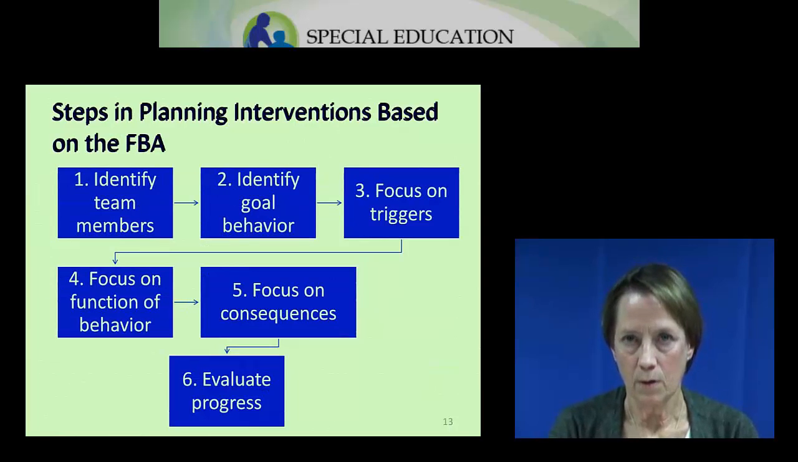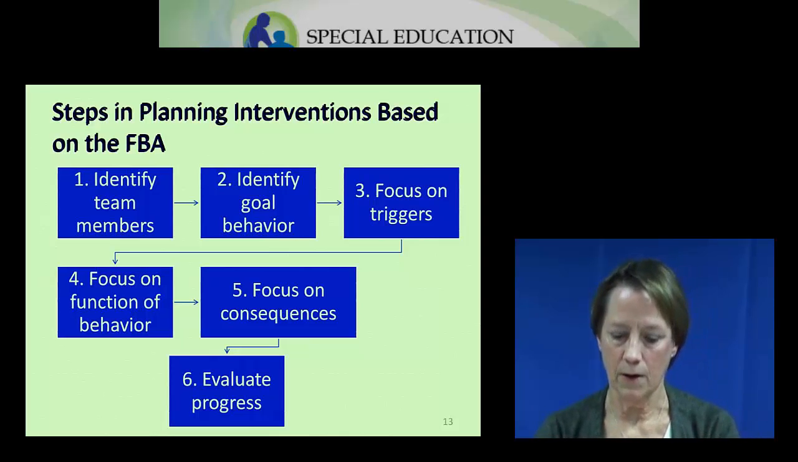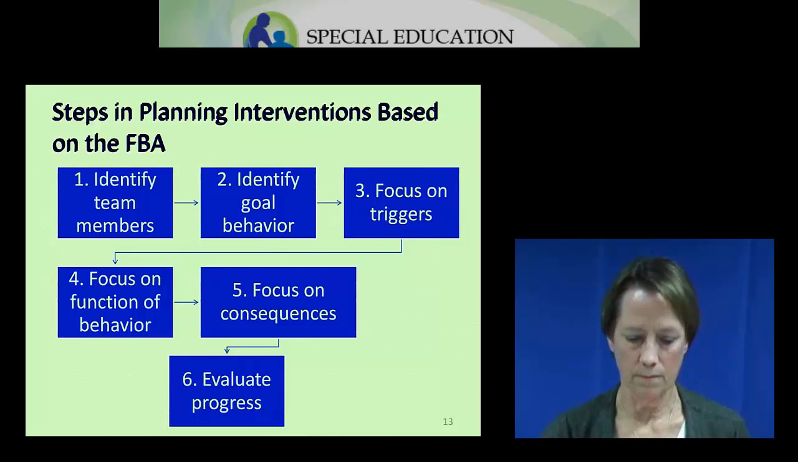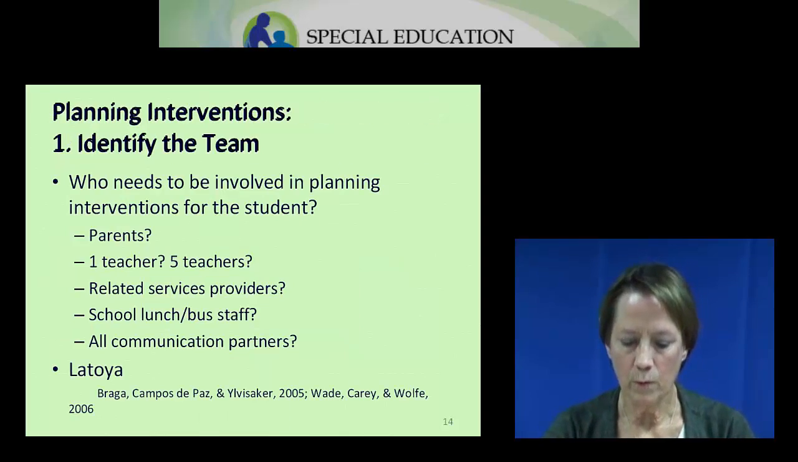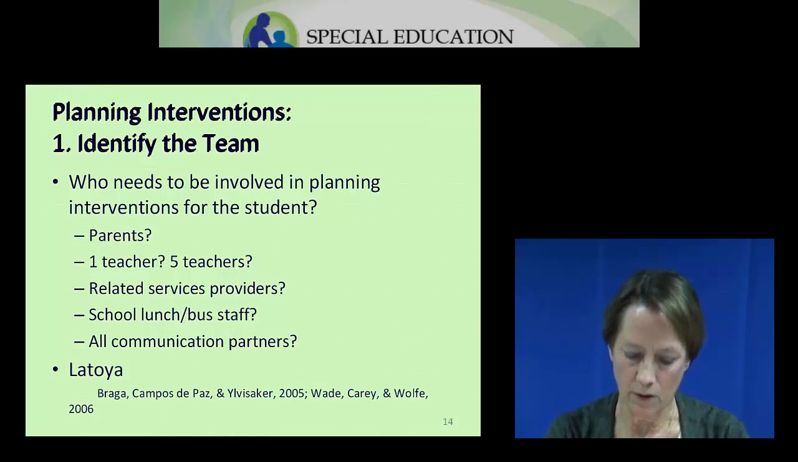So as we now think about planning interventions, we're going to talk about 6 specific steps that we can use in identifying good, effective interventions. First of all, we want to identify the team. Who needs to be involved in planning our interventions?